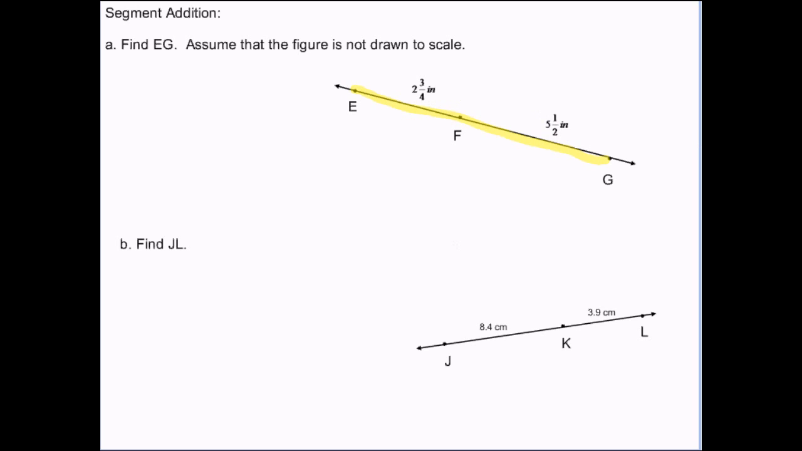We have to add the two fractions. Now you'll notice that this EG does not have a line on top of it. If I talk about the line like that, I'm talking about the infinite line EG. If I put a bar over it with no arrows, I'm talking about the line segment EG. So this is the segment itself.